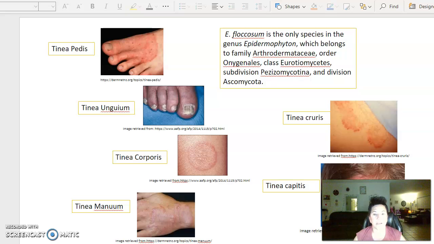Again, we have many of these tinea infections, and the name just refers to where anatomically it is. Is it on the foot, as we can see in athlete's foot? Is it in the groin area? Is it on the trunk? Again, we have the nail fungus. Is it on our head? Hence the capitis. These different terms are just telling us where this particular species of fungus is.